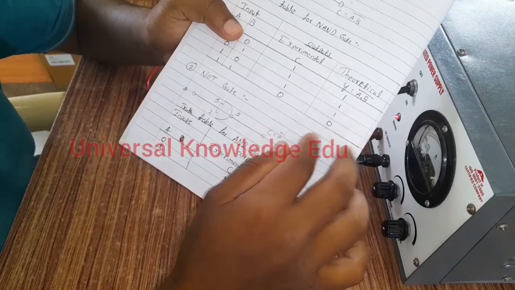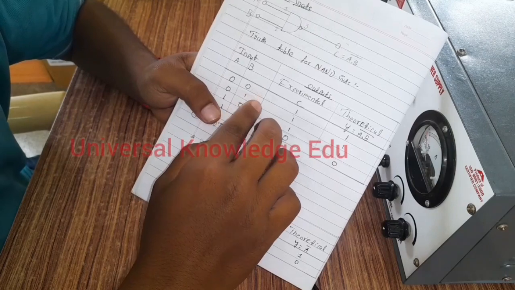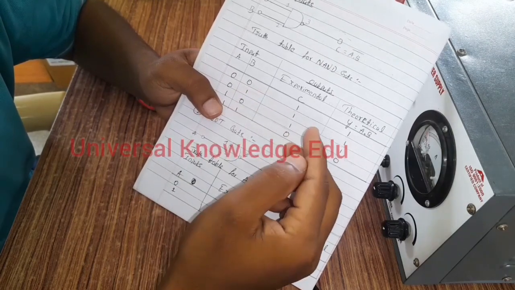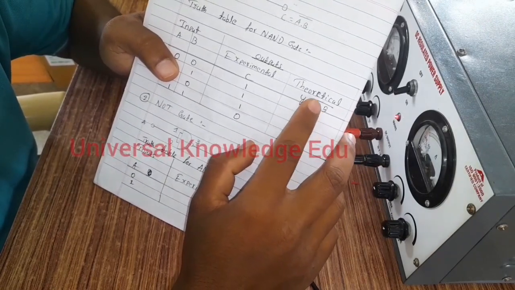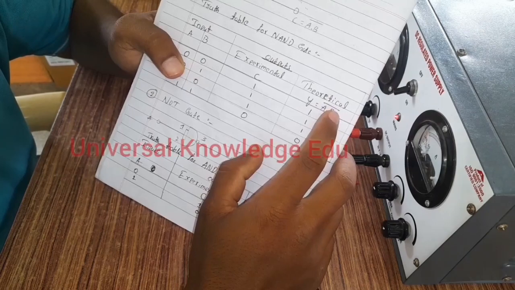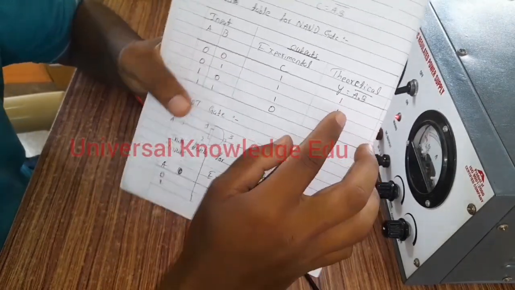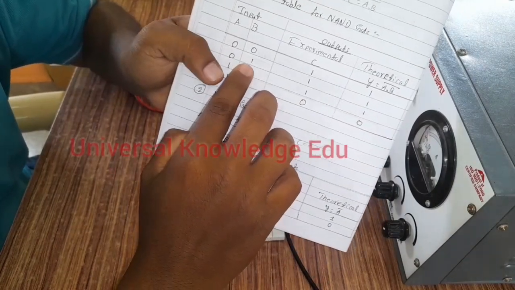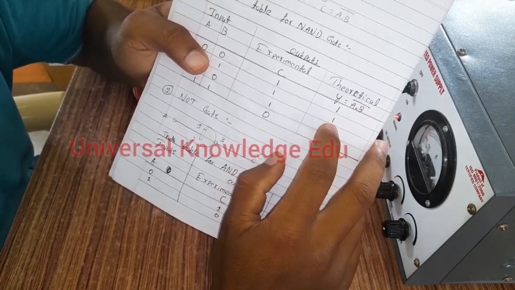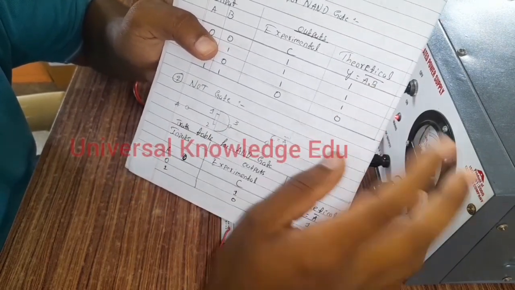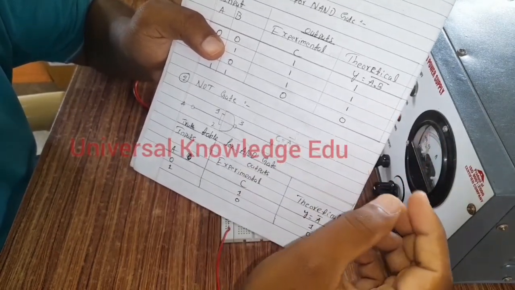Let's move on to the theoretical answer. Inputs 0 and 0, we are doing it manually, 0 and 0 is again 0. Here we are using the answer A into B bar. We are using bar, so the 0 will convert to 1. Second one, 0 and 1 is 0. Again we use the bar, so if the answer is 0 it will convert to 1, and if the answer is 1 it will convert to 0.